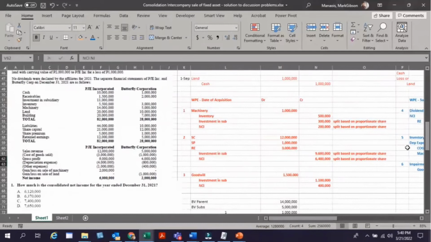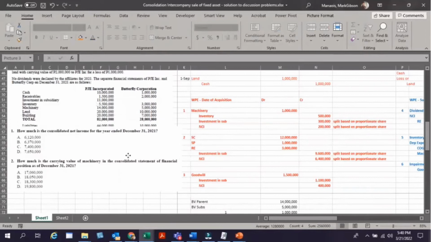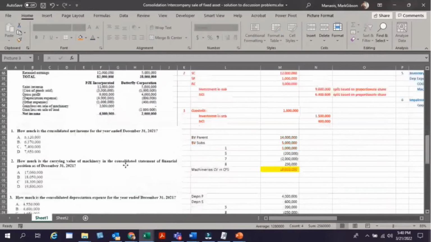Saan ba makikita itong mga working paper entries? Is it included in the books of PJE? No. The answer is no. Is it included in the books of Butterfly? The answer is no. Working paper entries are entries outside of the separate books of PJE and Butterfly, outside of the separate books of parent and the subsidiary. These are only made in order for us to come up with the consolidated financial statement. Okay? So with that, we can now solve requirement number 1.